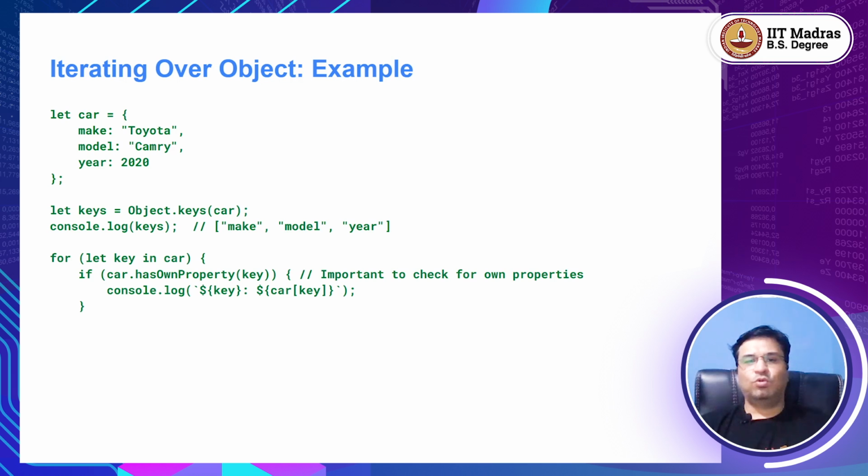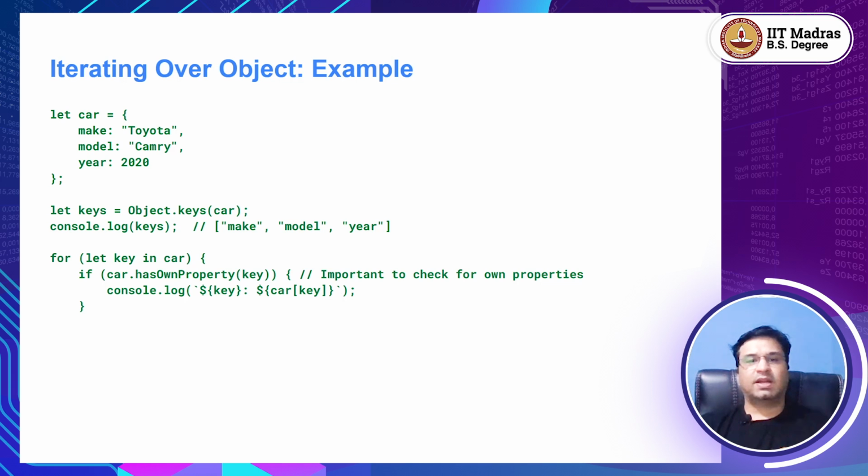Finally, the for...in loop iterates over enumerable properties of an object, including inherited ones. This is also a Big O(n) operation. Here, the for...in loop iterates over all enumerable properties of car. The if car.hasOwnProperty(key) check is crucial. It ensures that we only process properties directly owned by the car object, preventing us from iterating over inherited properties, which can lead to unexpected behavior.